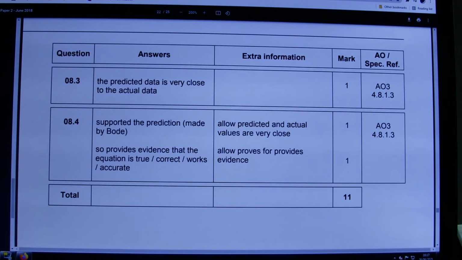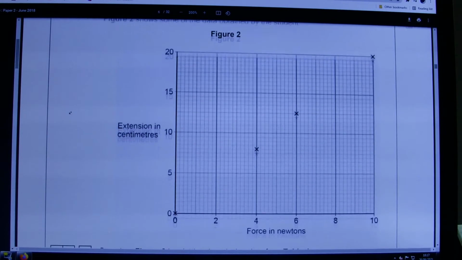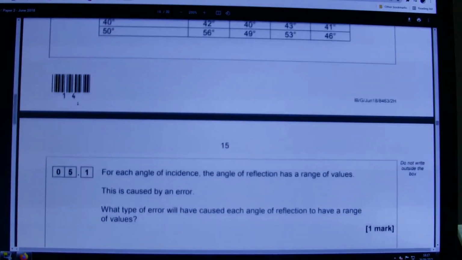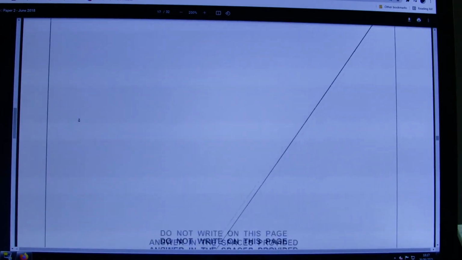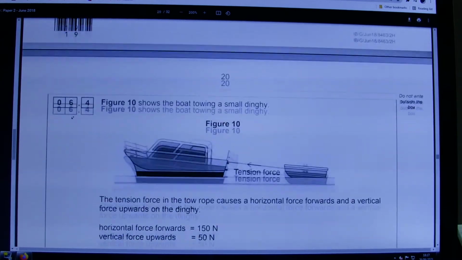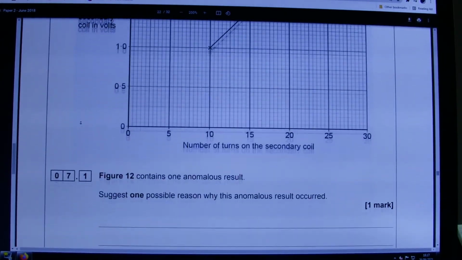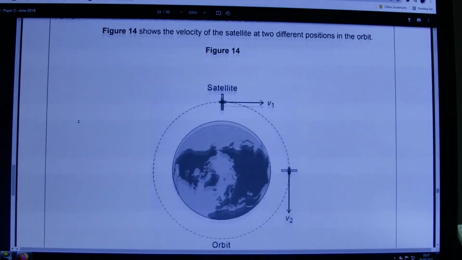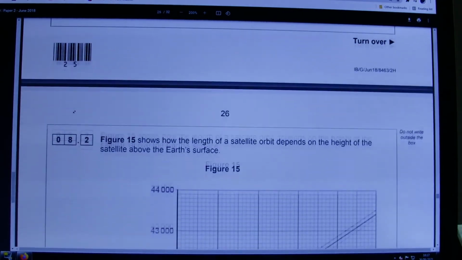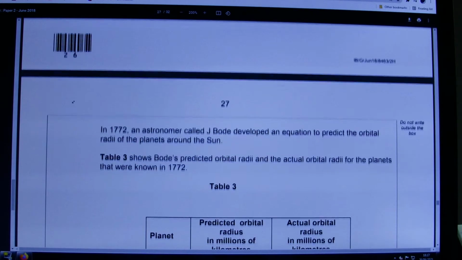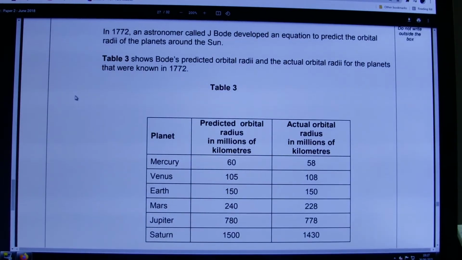That. 8.3. Where are you? Keep going. Somewhere down here there's an orbit diagram. That's the boat. That's still the boat. That's your vector thing. That's your anomalous result. As you're welding now, there's orbits. 8.2. 3.